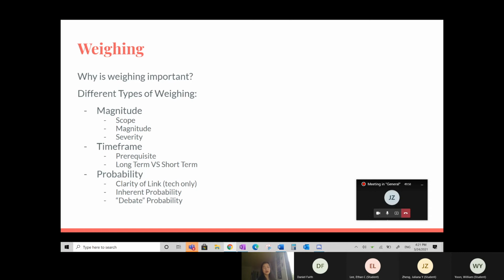Third is severity under magnitude, right? So this is like how bad it is. So you might say, oh, 10 million people die, and they say like 10 million people become depressed because they don't have access to healthcare or something, right? The severity of it, right? Probably people dying is more severe than people getting depression, right?